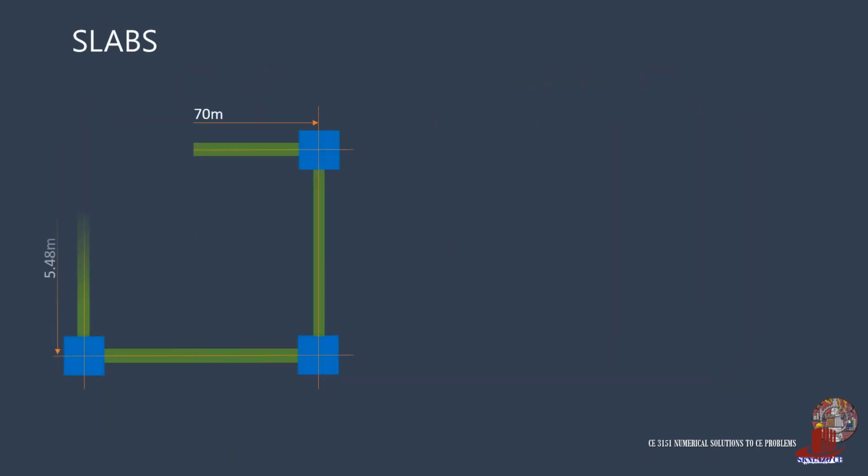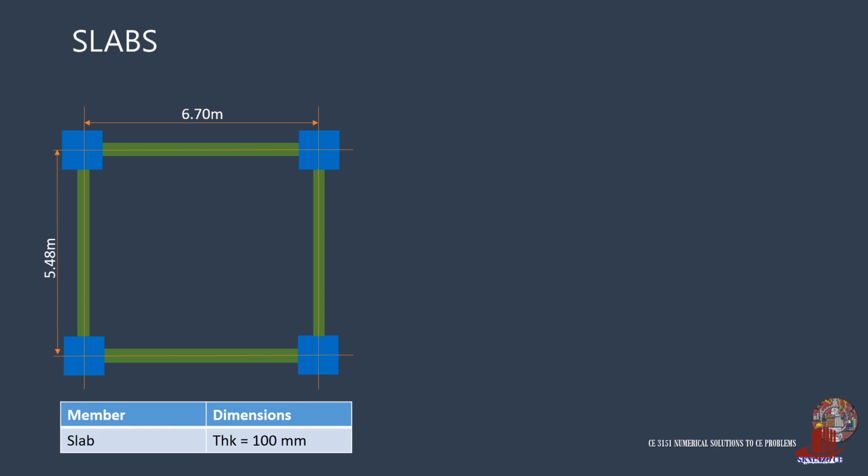The next member to estimate is the slab. The framework has 6 units of slab where the thickness is 4 inches or 100 millimeters. The area of slab is computed as the gross area of the base, less the overlapping columns, horizontal and vertical beams. Let's break down each item. The gross area of the slab is taken from the on-center distances of 5.48 times 6.7 meters.